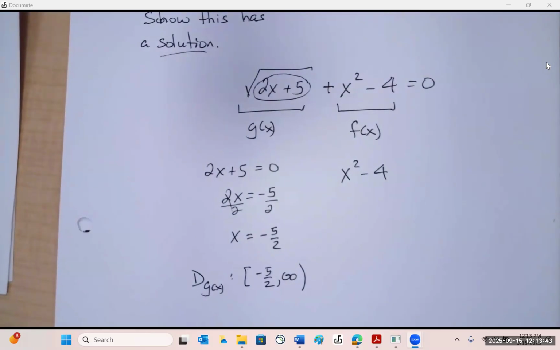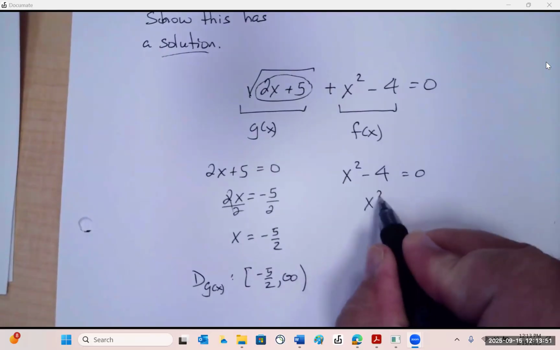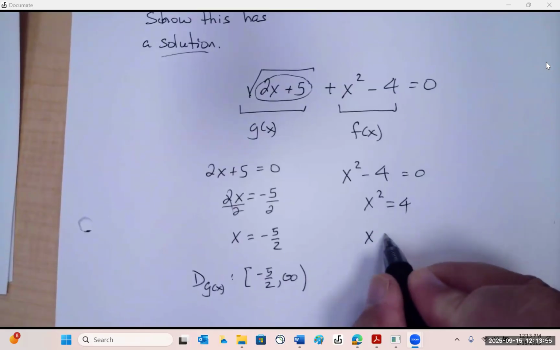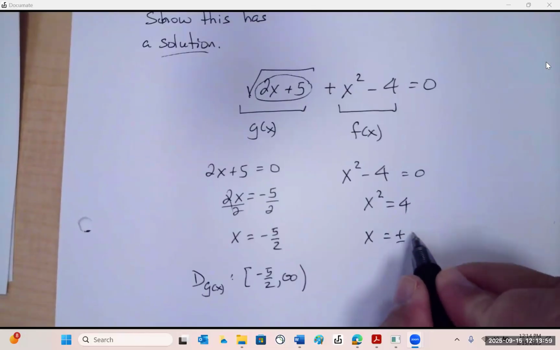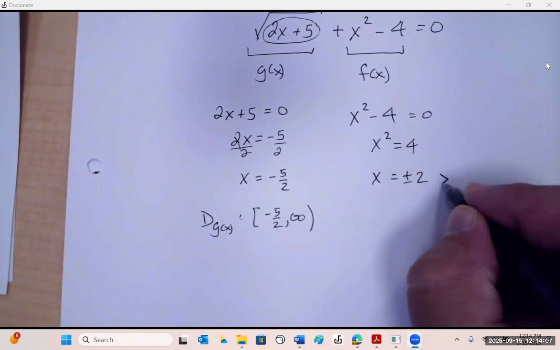And how about that one? Remember, set these equal to 0. So we have x squared equals 4. So x equals plus or minus 2. Very good. But we want it to be greater than 0.